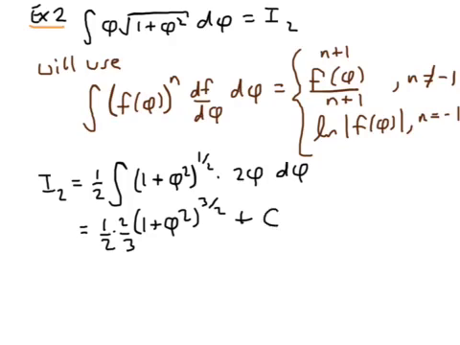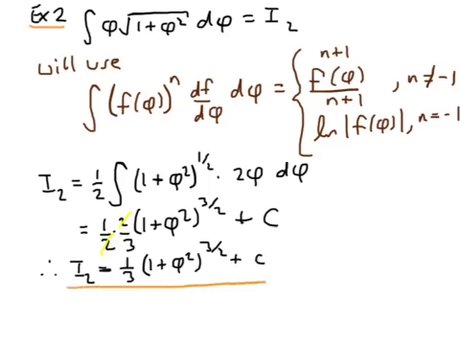So we can simplify here, because we see that we have a half and a 2 that will cancel. So we realize that overall I2 is 1/3 1 plus phi squared to the power of 3 halves plus an integration constant. And that is our result.